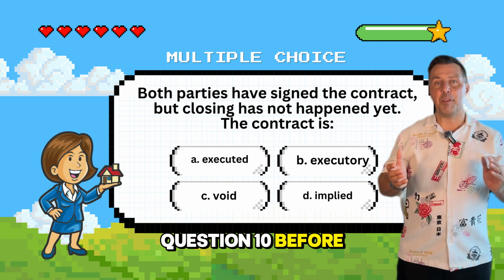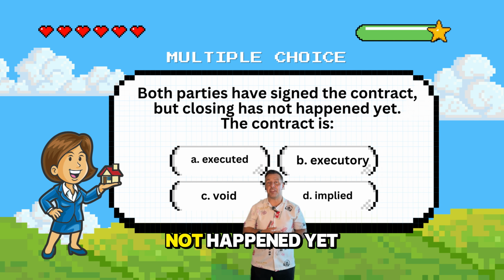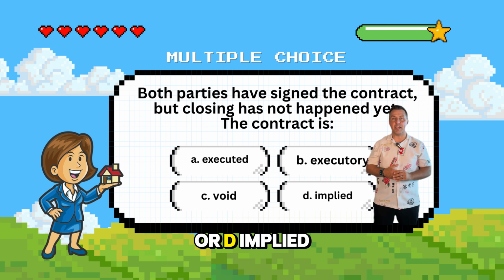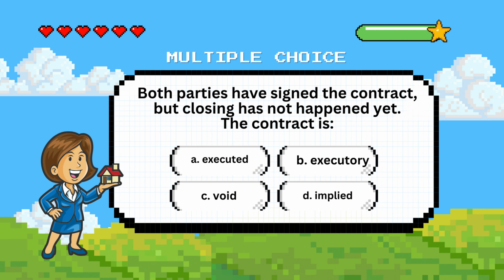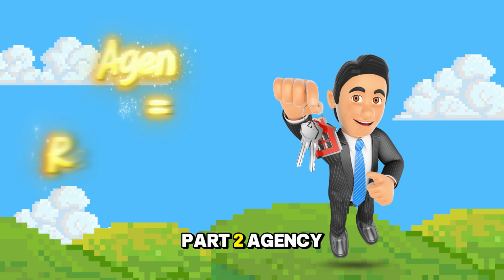Question 10. Both parties have signed a contract, but closing has not happened yet. The contract is A. Executed, B. Executory, C. Void, or D. Implied. The answer is B. Executory. Executory means something still remains to be done. Executed means fully performed.